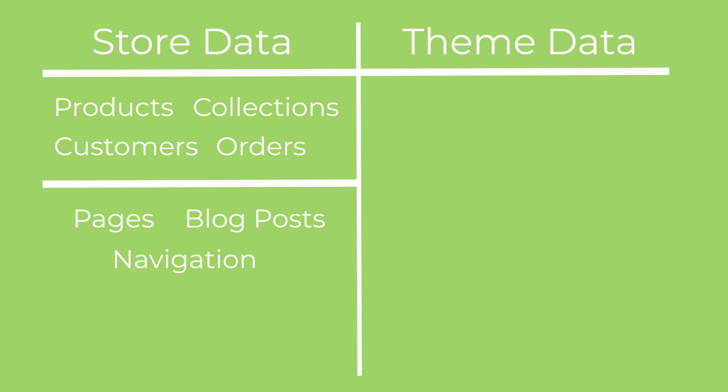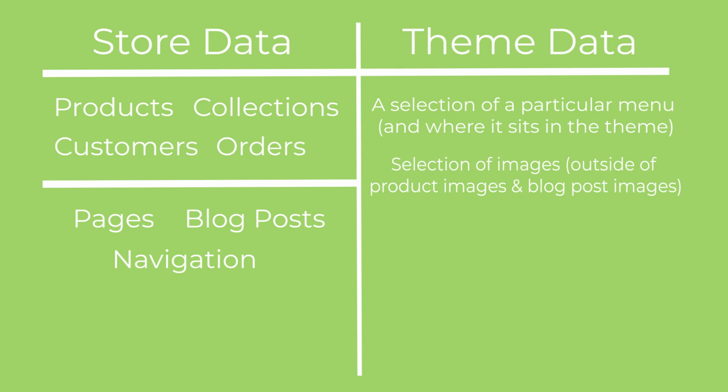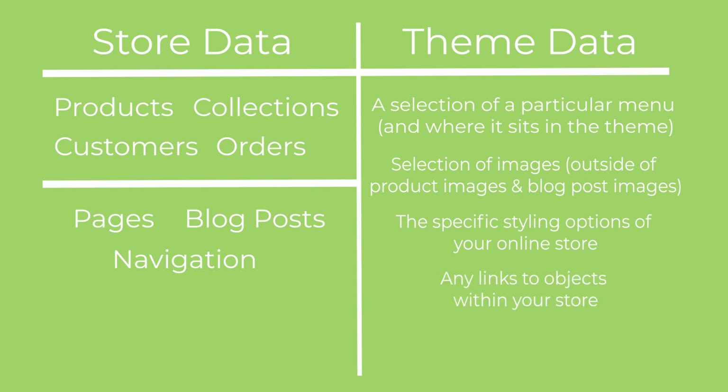In your theme data, we might store a bunch of different things. We might store a selection of a particular menu and where it sits in the theme. We might have a selection of images, but of course not images that are product images or blog images, because they are stored in those particular products or blog posts. Then you've got the specific styling options of your online store. That is going to be probably the most common thing that you would store in theme data. And finally, any links to objects within your store will be stored within your theme data.